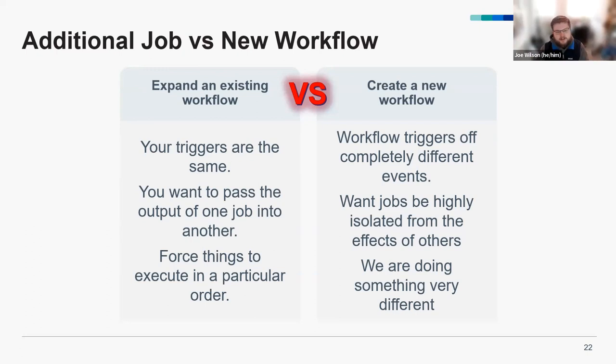However, here we created a whole new workflow. We're doing this because we want the workflow triggers to happen off completely different events. Before, we just wanted a manual trigger on a workflow dispatch, whereas here, well, we did have workflow dispatch, we mainly wanted it to happen on particular types of pull request events. We want the jobs to be highly isolated from the effects of others.